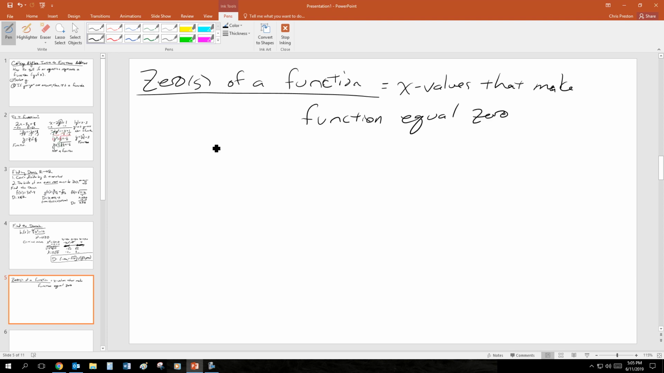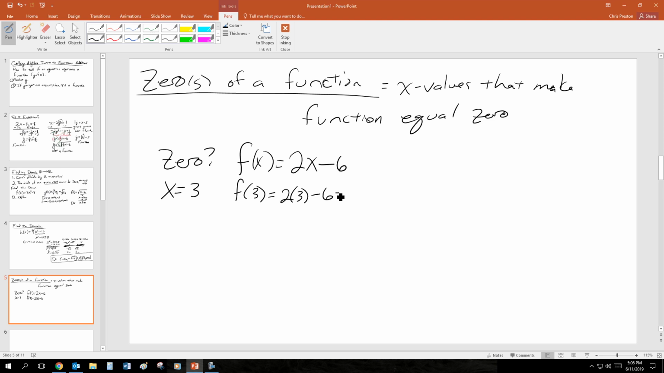So let's say I have, so what's the 0 of f of x equals 2x minus 6? And the answer to that, what's my 0, is x equals 3. 3 is a 0. Now, why is 3 the 0? Well, if I were to plug 3 in for x, I would get 6 minus 6, which is 0.